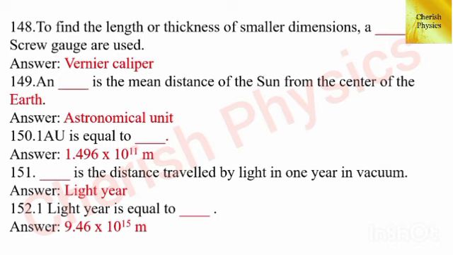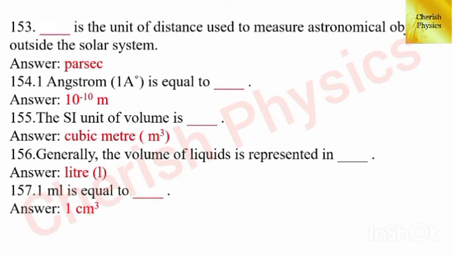Light year is the distance travelled by light in 1 year in vacuum. 1 light year is equal to 9.46 into 10 to the power 15 meter. Parsec is the unit of distance used to measure astronomical objects outside the solar system. 1 angstrom is equal to 10 to the power minus 10 meter.